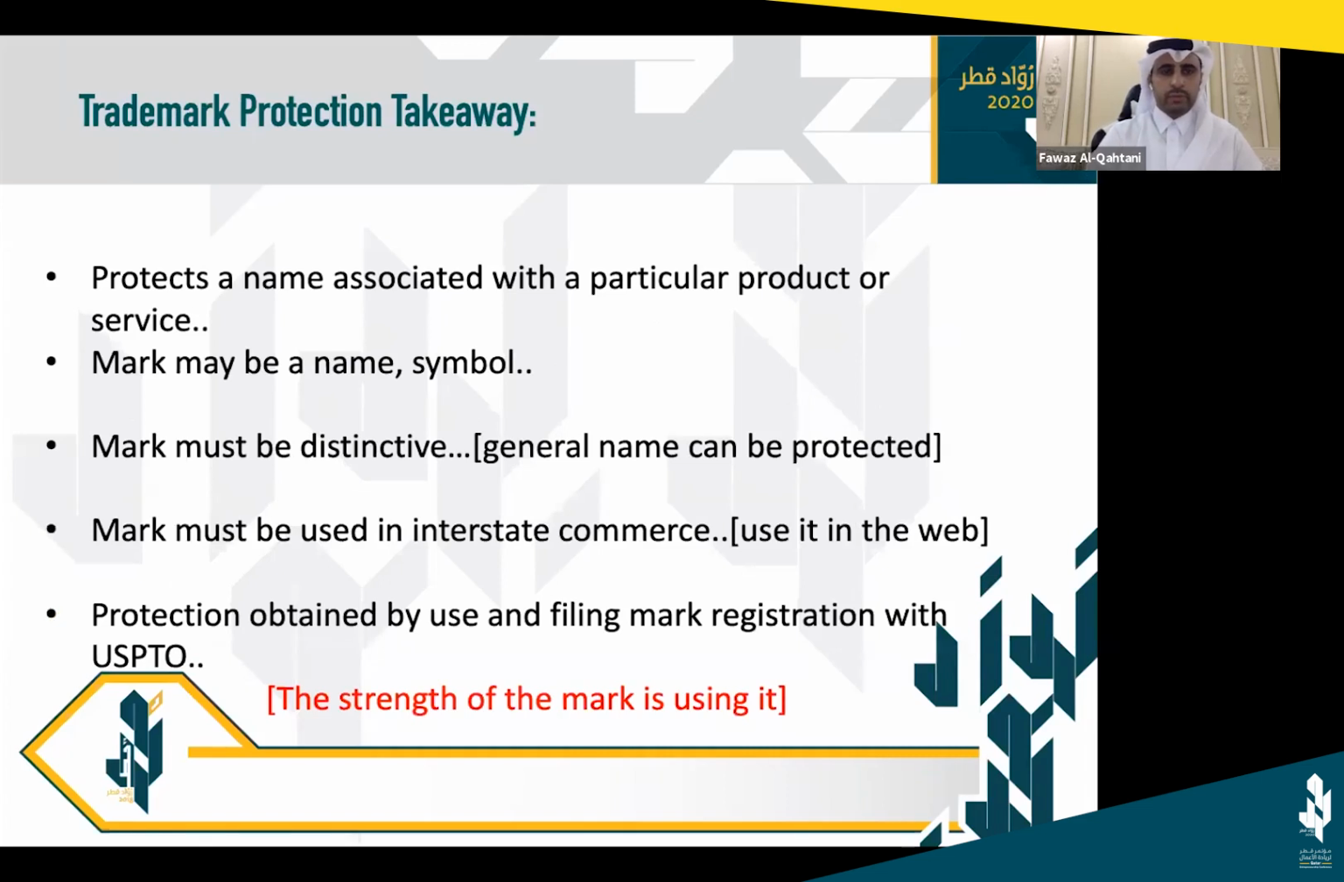Trademark protection takeaway: it protects a name associated with a particular product or service. A mark may be a name or symbol, as we mentioned. A mark must be distinctive; general names cannot be protected. So be distinctive in choosing names. Protection is obtained by use and by filing a mark registration with the United States Patent and Trademark Office. The strength of the trademark or mark comes from using it. If you don't use it, you lose it.